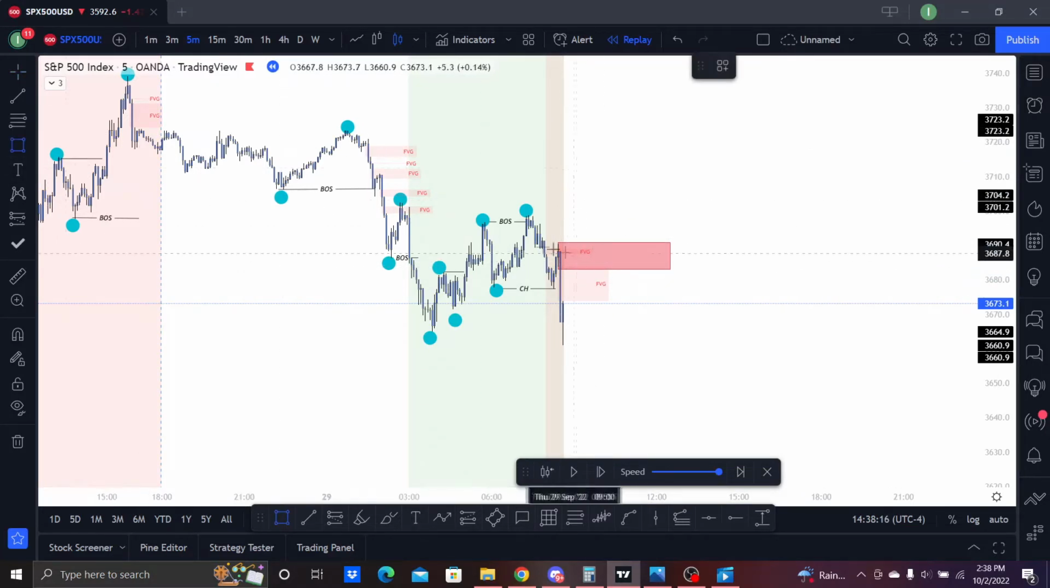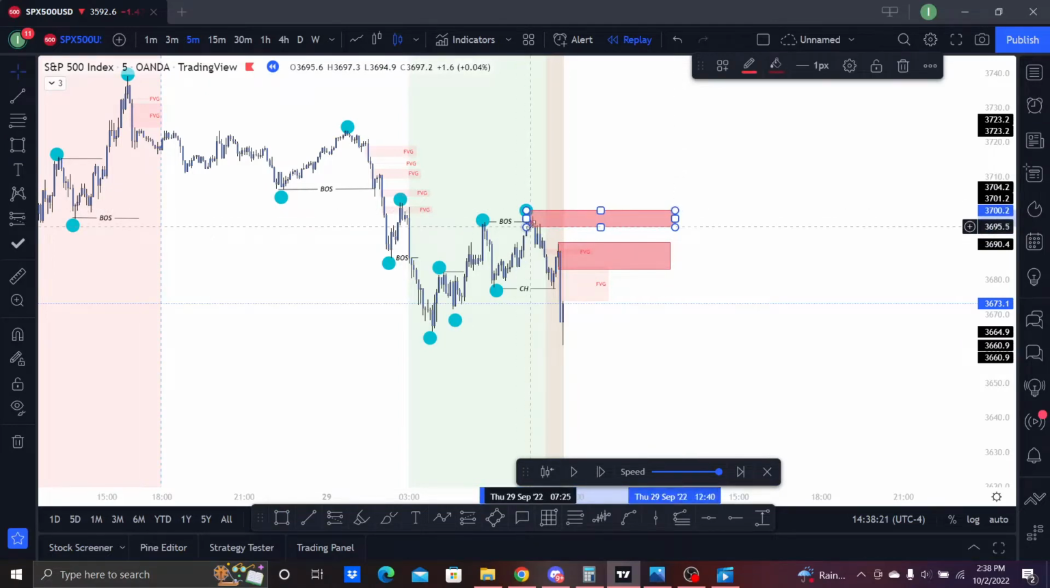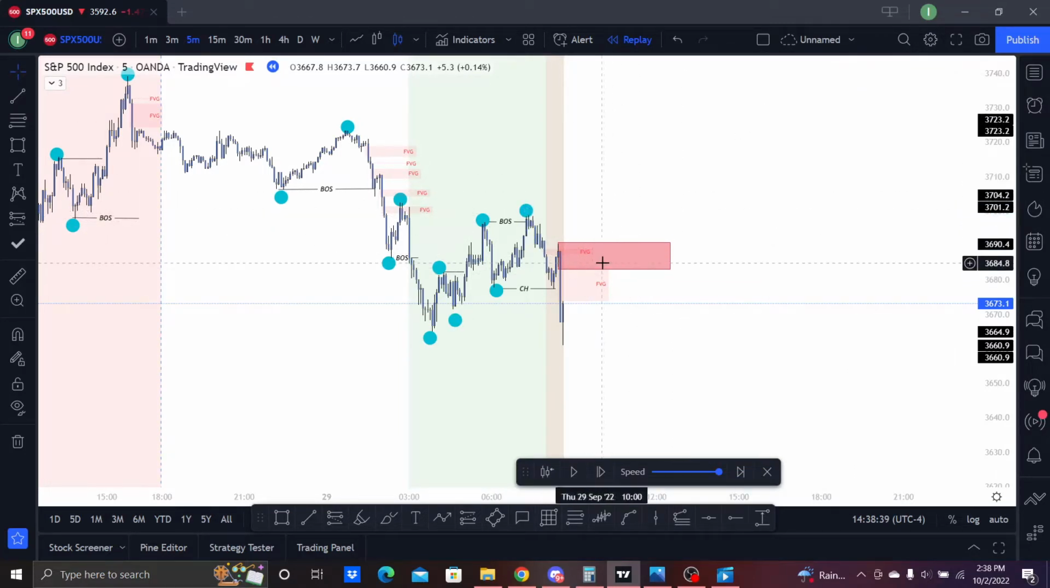The reason why I didn't choose any of these supply zones up here is because as soon as price broke structure or left this zone, it came back up and immediately tapped it. As soon as it tapped it, that made the zone low probability for me, and I immediately said I'm going to favor taking a trade off of our current zone once we see a price action confirmation.